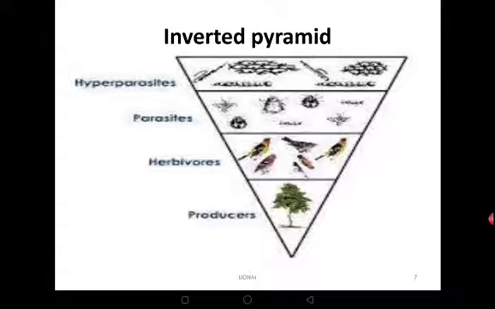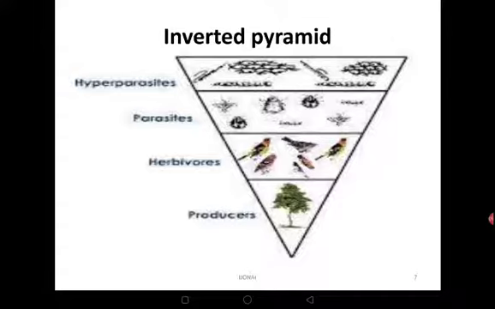Subsequently, you can also have a totally inverted pyramid of numbers. An example is here. One producer, one tree, feeding very many herbivores, grasshoppers, animals, and so on, feeding on that tree. And then on the surfaces of those herbivores, there are parasites feeding on the herbivores, and there are very many also. Ticks and so on are feeding on the herbivores, and there are more than the herbivores. And then we have other parasites feeding on those parasites, and they are extremely many. So you can have an inverted pyramid of numbers.